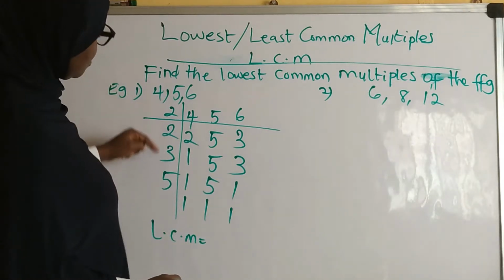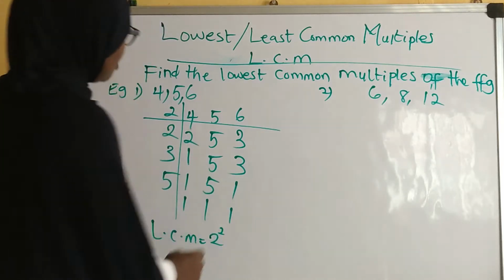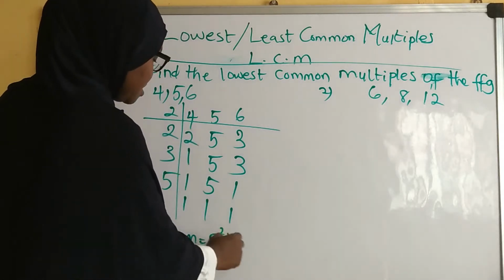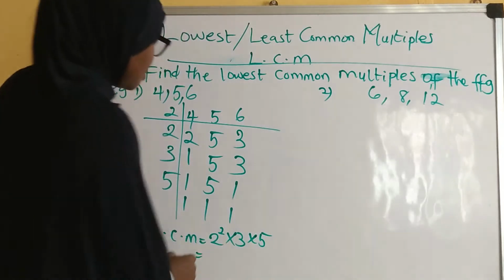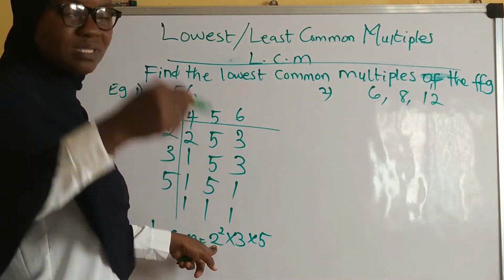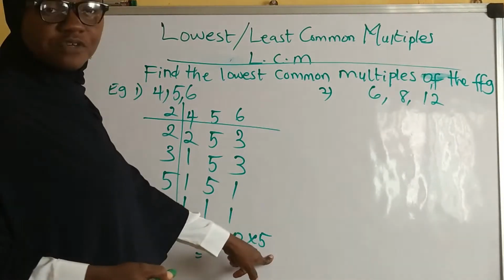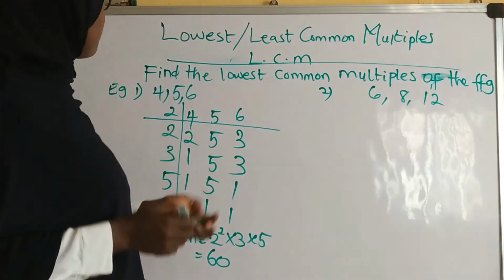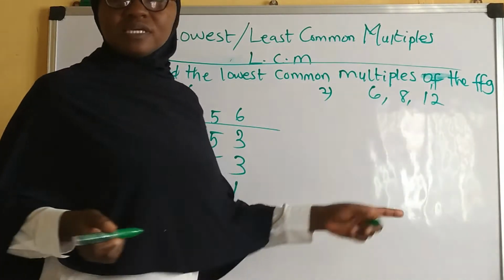So from here, our lowest common multiple, our LCM, is now what? It is 2 times 2 times 3 times 5. 2 to the power of what? 2, because I have 2 in 2 places. Multiply by 3, multiply by 5. And my answer is what? Now let's multiply through to see what we arrive at. 2 to the power of 2 is 2 times 2, and that is 4. 4 times 3 is 12. 12 times 5 is 60. Hence, the LCM for 4, 5, 6 is 60.